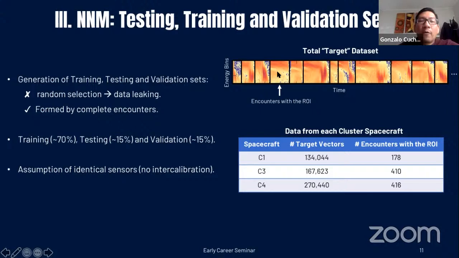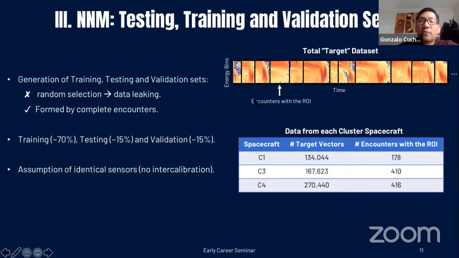So let me tell you why we are not using random selection. Random selection means that I can take one vector from this block and one vector from this block and create a data set with that idea. However, when we take a random vector from here, what we are doing is to forget or leave out the information that can be there just because the data was taken sequentially. That can also produce data leaking, and that can also produce overfitting.